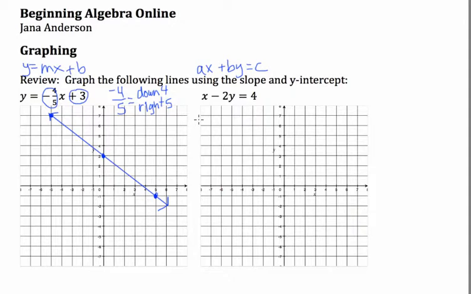This line, it's not in slope-intercept form, so we can't yet use our shortcuts. Right now, it's in standard form. We've got ax, our a would be 1, plus by, our b would be negative 2, equals c, the c number would be 4. So in order to graph this using slope-intercept form, we just have to use our algebra to change it into slope-intercept form. To change an equation into slope-intercept form, you want to solve for y. Get y by itself. Then you'll have y equals mx plus b.